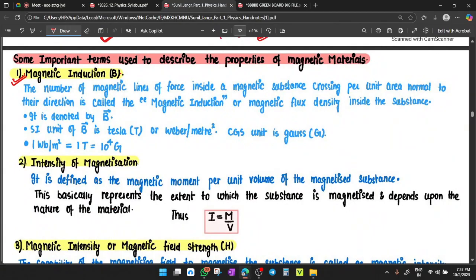So try to understand what magnetic induction is. The number of magnetic lines of force inside a magnetic substance crossing per unit area normal to their direction is called magnetic induction or magnetic flux density inside a substance. It is denoted by vector B.